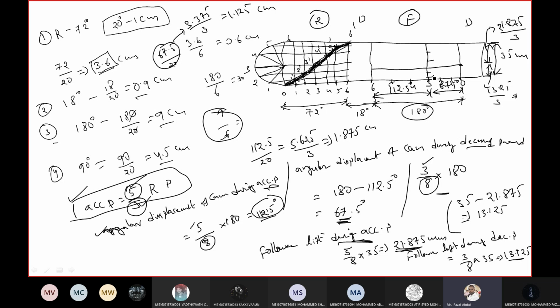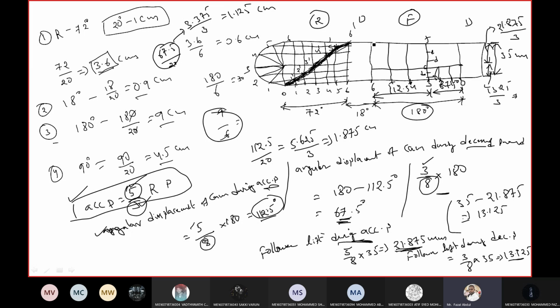And give the names A, B, C, D, E, F. After dividing, the procedure you know: join the vertical lines from the top to bottom. Here, join the vertical lines. Okay.